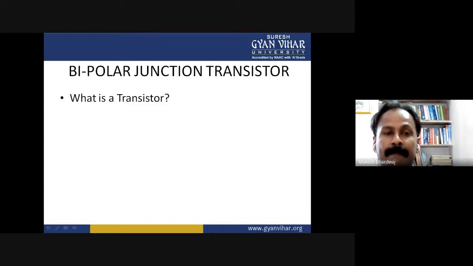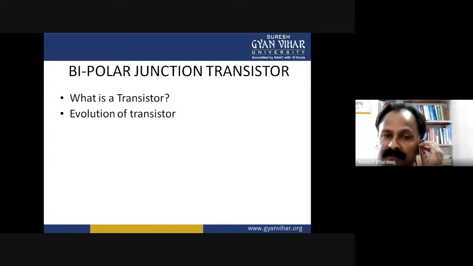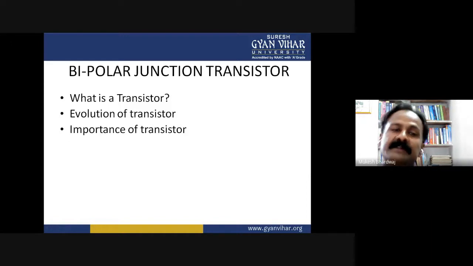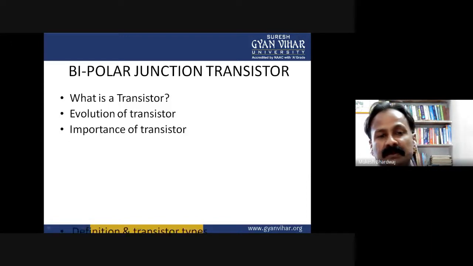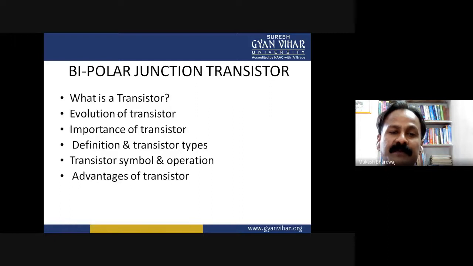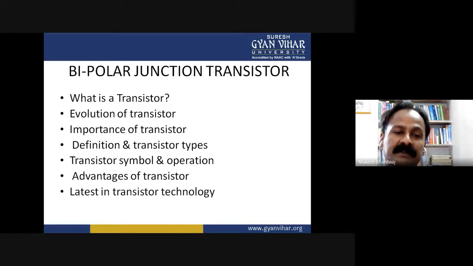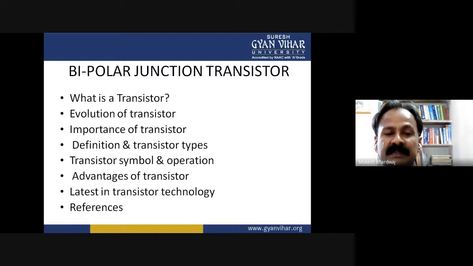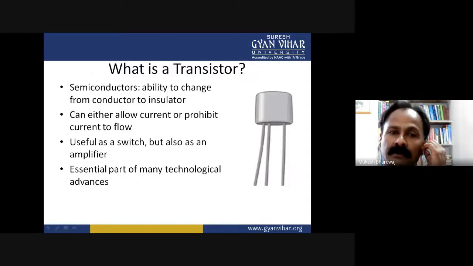So, after getting the brief definition of the transistor and the evolution of the transistor, what is the importance of the transistor, its definition and types, transistor symbol and operations, advantages of the transistor, the latest in transistor technology, references, and a quiz or questionnaire need to be covered under this topic.